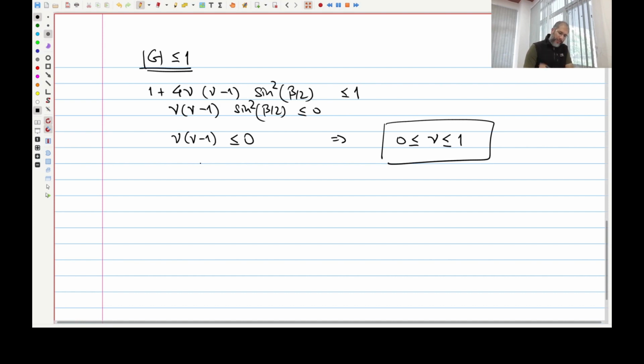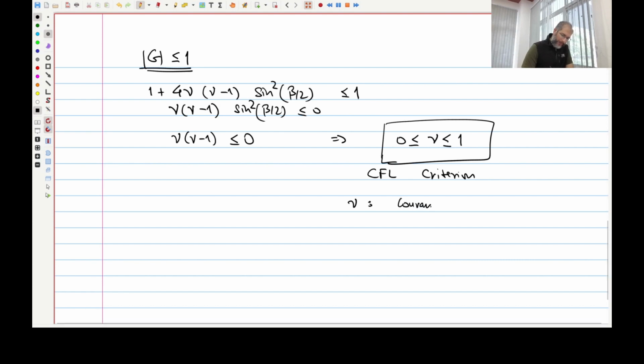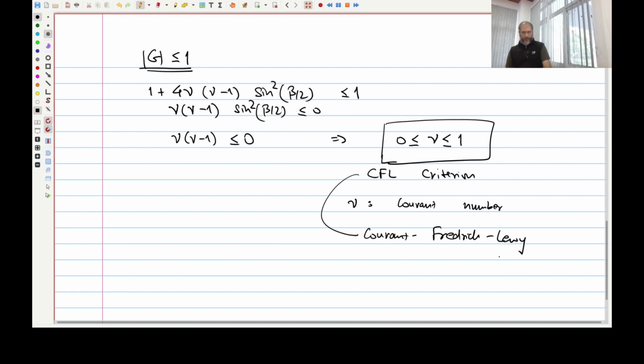So this condition actually has a name. This is called the CFL criteria. And this number nu is also called the Courant number. So CFL stands for Courant, Friedrichs, and Lewy. So these were the people who contributed to this work.